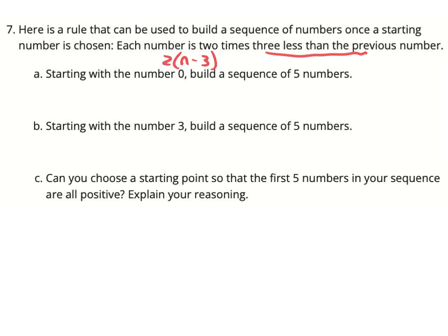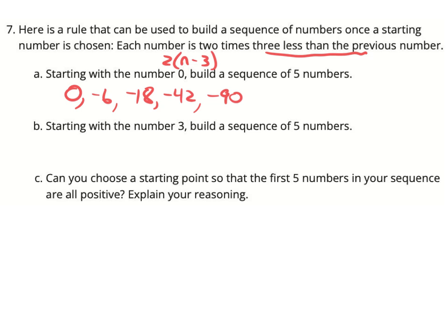So 0 minus 3 is minus 3, times 2 gets us to minus 6. Negative 6 minus 3 is negative 9, times 2 is negative 18. Negative 18 minus 3 is negative 21, times 2 is negative 42. And then negative 42 minus 3 is negative 45, times 2 is negative 90. Woo, I had to erase that a couple times. I messed that up a couple times.